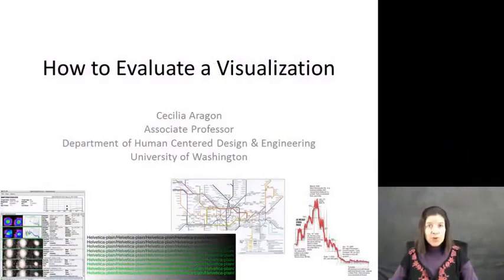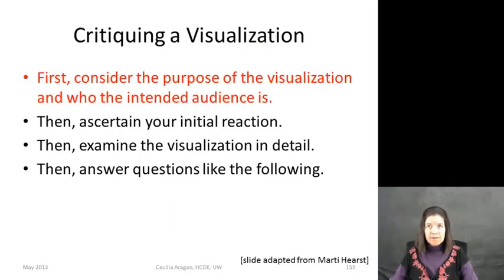In this lecture, we're going to go through the step-by-step process of how to evaluate a visualization. The first step is to consider the purpose of the visualization and who the intended audience is. In other words, is it to educate, to inform, or is it for exploration? Is the audience the general public or a specialized body of scientists, for example? That's very important in deciding what the overall value is of this particular type of visualization. Don't make the mistake of judging a visualization without understanding the intended audience.